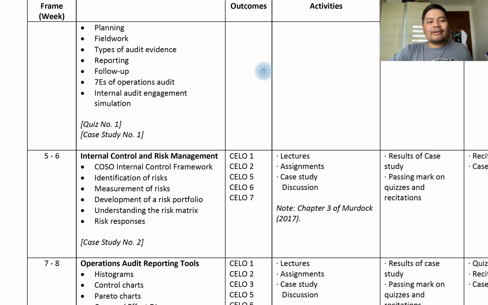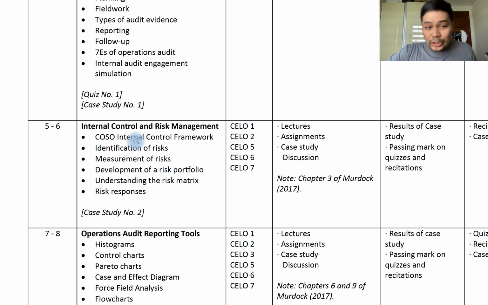Okay? For weeks 5 to 6, we'll be discussing here the internal control and risk management. In this session, we'll be discussing the COSO internal control framework. So, ito yung may 5. Remember here the control environment, ano pa ba? Control activities, information, yan, yung mga tipong ganun, no? Risk assessment. So meron tayong mga ganung kailangang i-discuss, no?